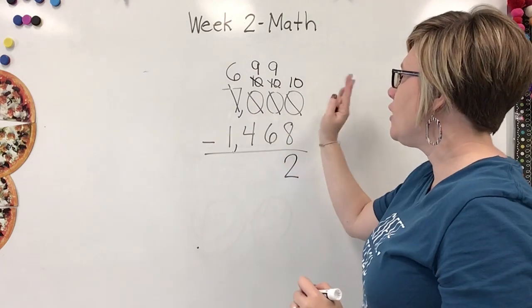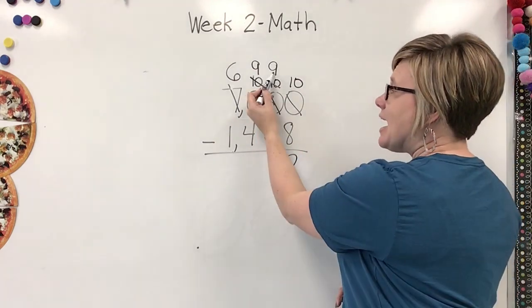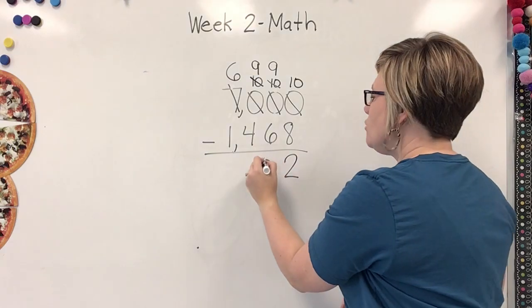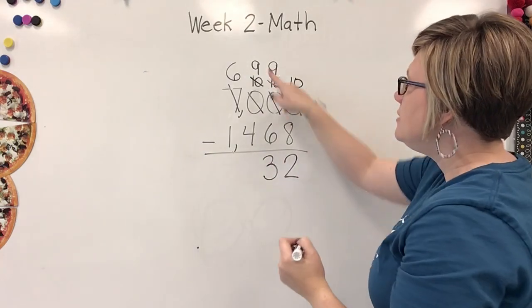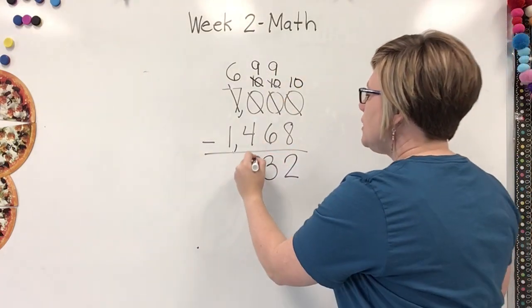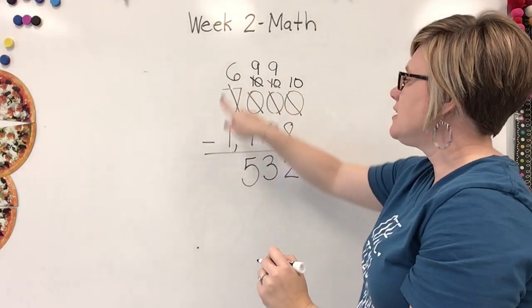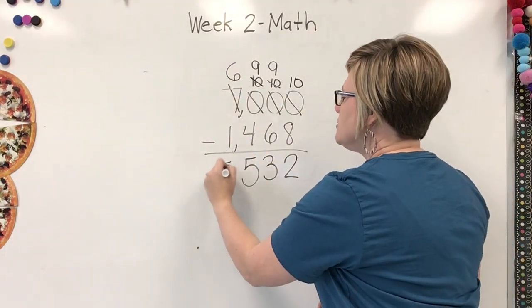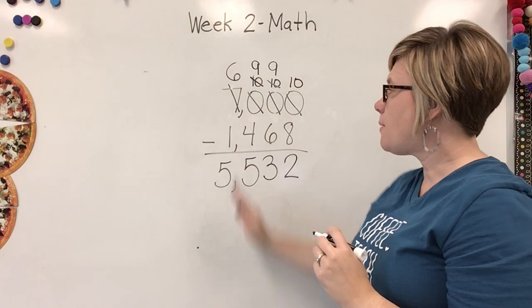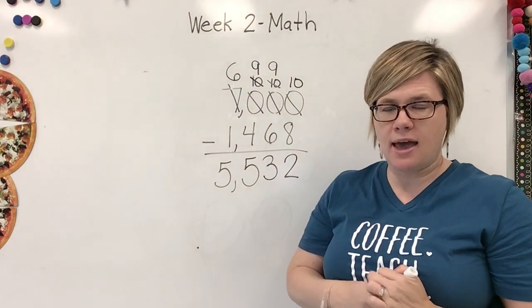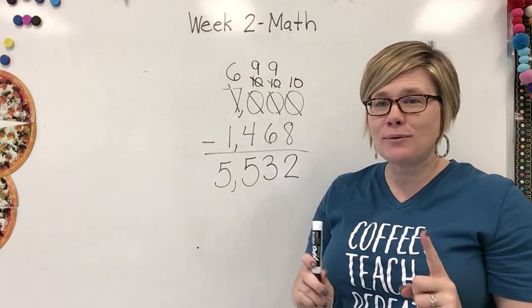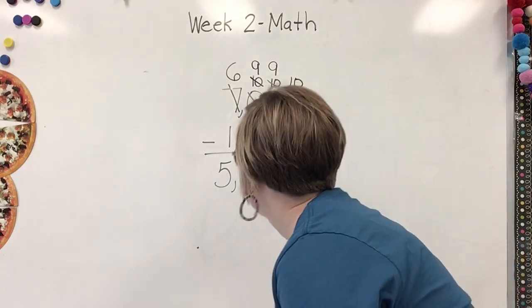All right, and then I go to my tens place. 9 minus 6 equals 3. 9 minus 4 equals 5. And 6 minus 1 equals 5. And we drop our commas straight down. Okay? We're going to do another one, so just hang tight.